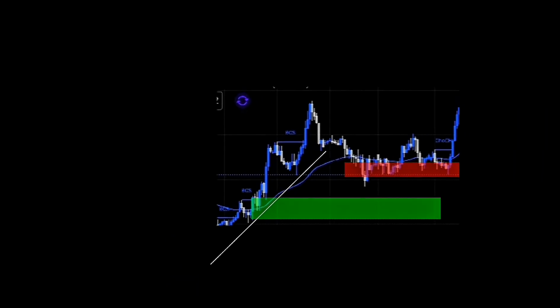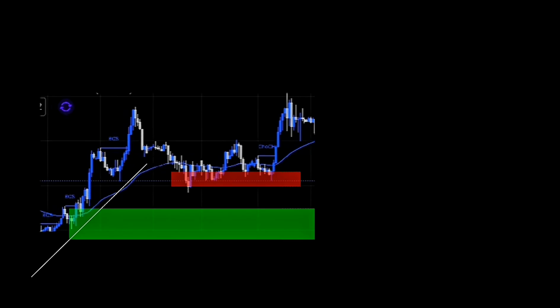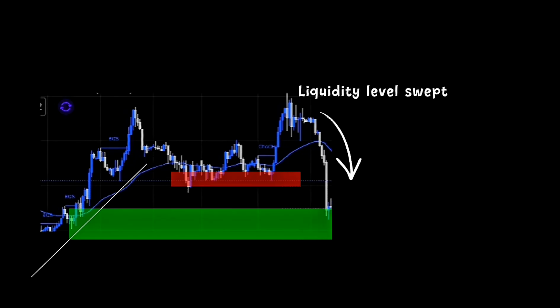Anyways, always wait for a liquidity sweep. Avoid entering prematurely. Price often moves beyond these levels to trigger stops before revealing its true direction. Step 4. After a liquidity sweep, price often returns to a demand or supply zone, order block, imbalance or fair value gap, or support or resistance, which is the main zone we marked out earlier.